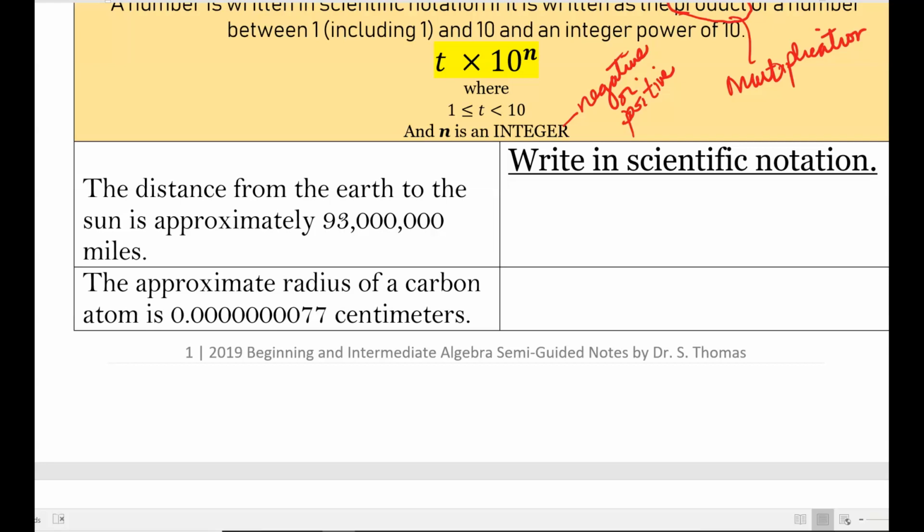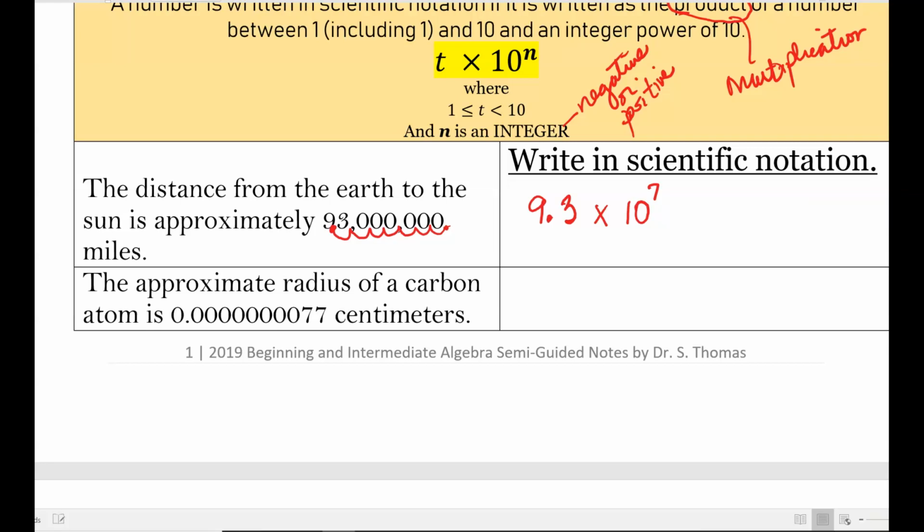So what we're going to do is move the decimal. The decimal is considered to be right here right now. We're going to move it so that this decimal ends up to the right of a number that's between 1 and 10. So we're going to move it 1, 2, 3, 4, 5, 6, 7 times. So it's going to be 9.3. Notice that 9.3 is a number between 1 and 10, correct? Then we're going to say times 10 to the 7th power, because we moved the decimal place 7 times.